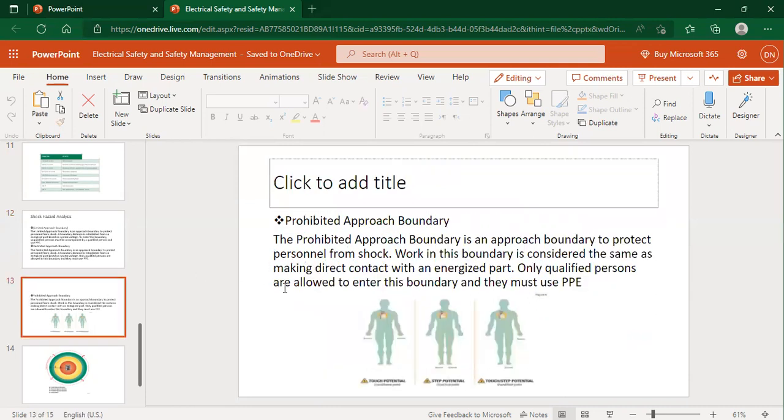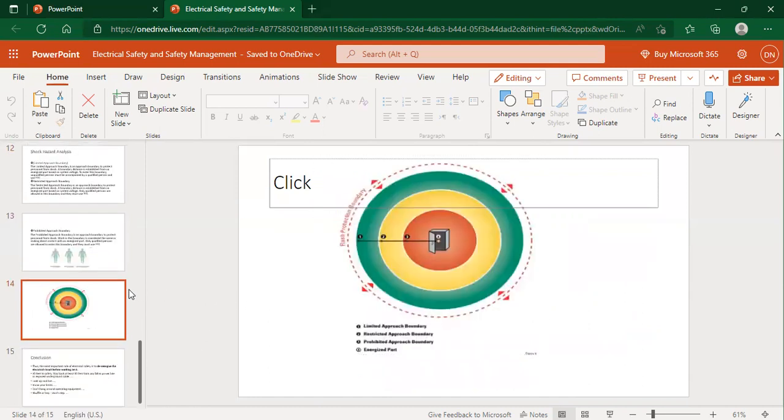The third one is the prohibited approach boundary, which is an approach boundary to protect personnel from shock. Work in this boundary is considered the same as making direct contact with an energized part. Only qualified persons are allowed to enter the boundary. They must use PPE. Here the structural orientation of the approach boundaries can be seen.